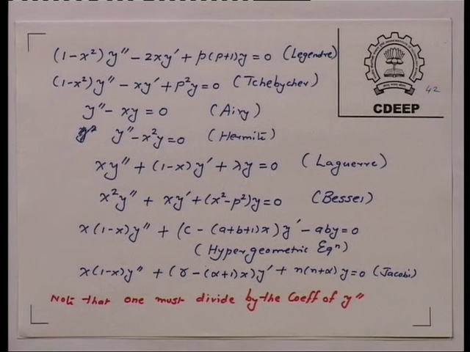The third one is called the Airy's equation, and the fourth one is the Hermite's equation. The next one is the Laguerre equation, x y double prime plus (1 minus x) y prime plus lambda y equal to 0. Then comes a very important equation, the second most important in this whole list, the Bessel's equation. The most important one is the Legendre's equation, then the next, second most important, is Bessel's equation.